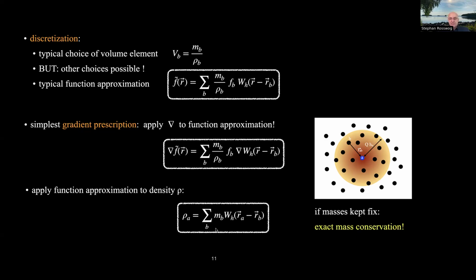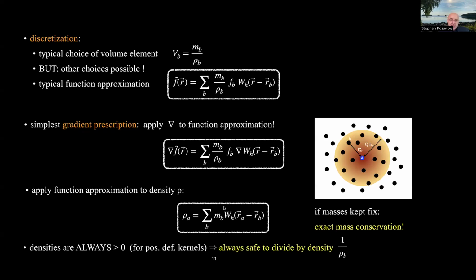Now, if we decide, and that's a decision, that we want to keep the masses fixed, then we have mass conservation built in by construction. We just have the same set of particles, each keeps its mass, so there's nothing that can be lost. So exact mass conservation.